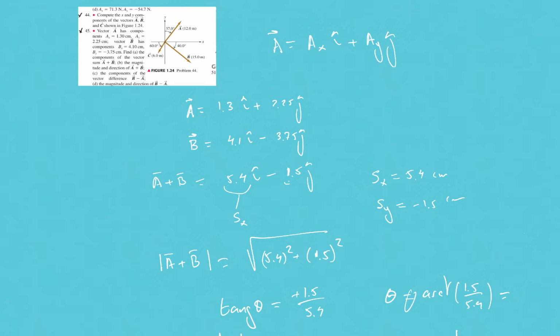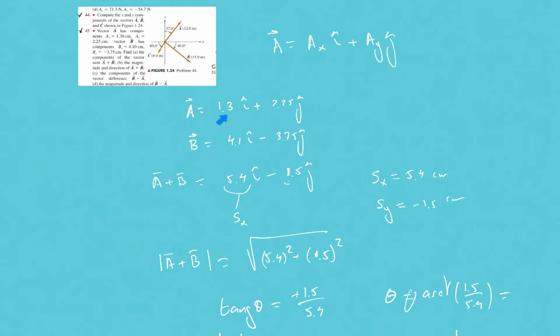Read question 45. I don't see what I did. Oh, yes, I'm reading. So this is the vector, I don't see the picture. The vector A, let's read it here. The vector A has components 1.3 and 2.25.